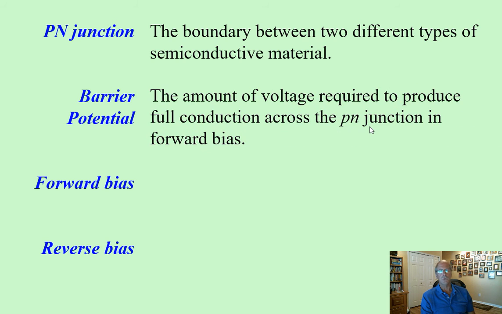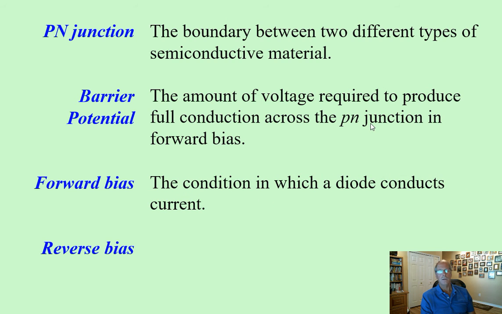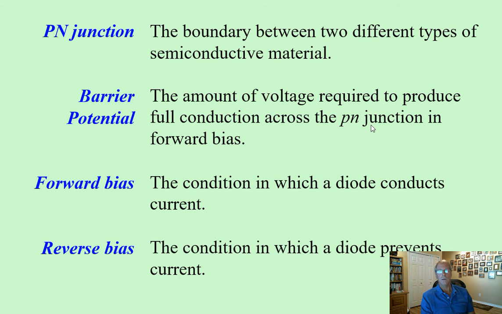Barrier potential is the voltage required to produce full conduction across that p-n junction. Forward bias causes a diode to conduct. A reverse bias diode ideally will not conduct until you keep going with it, and then it will break down.